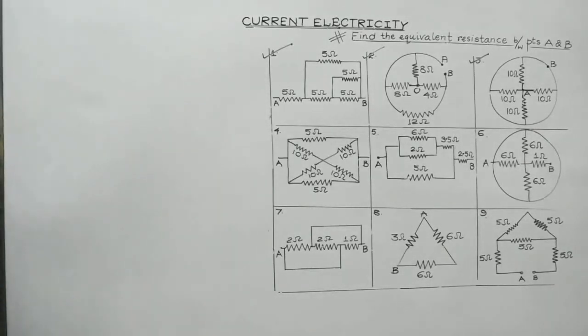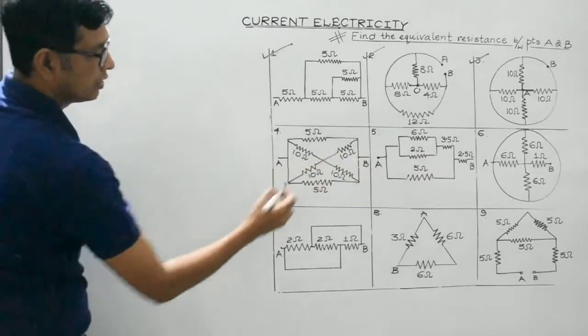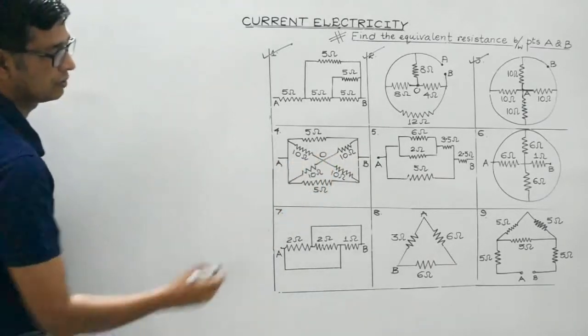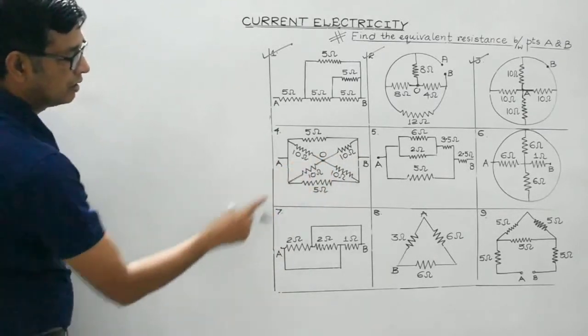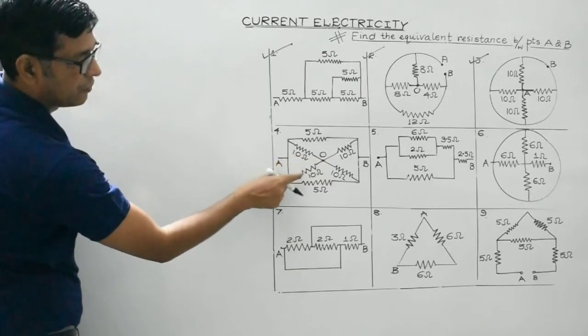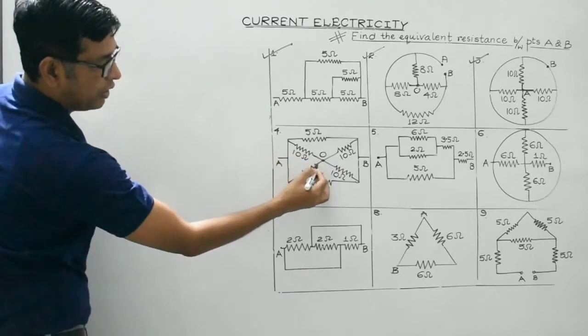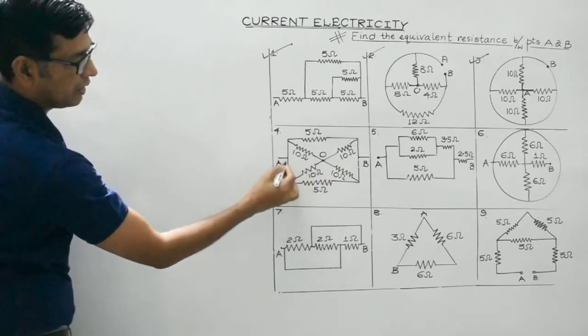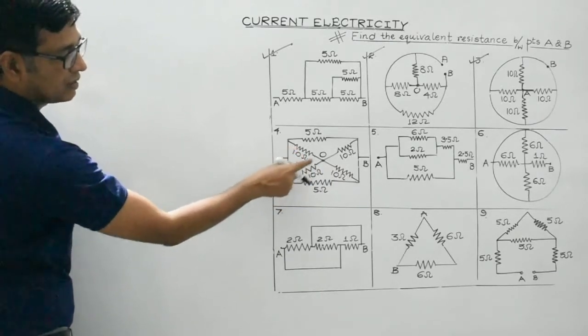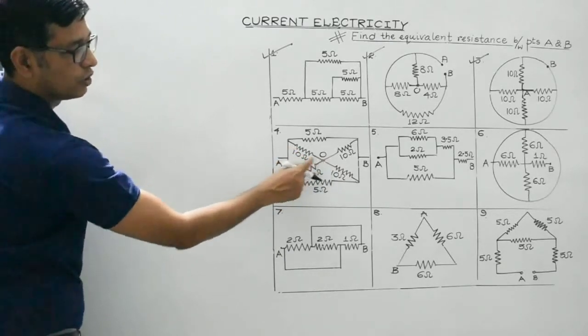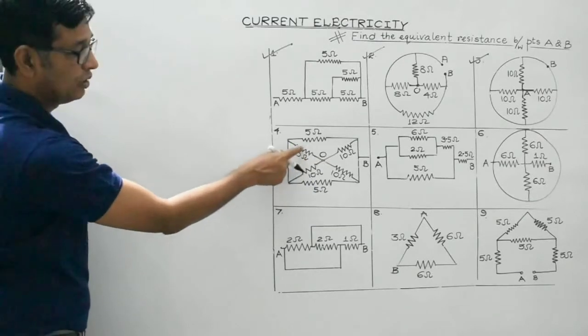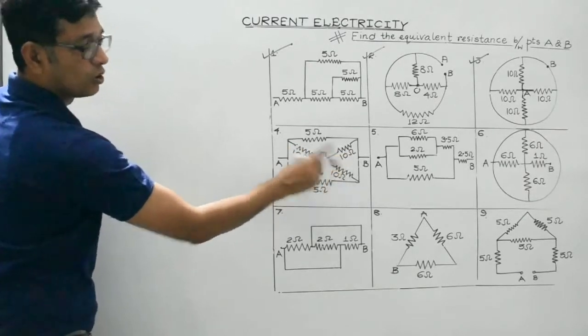Okay. Fourth one is this one. Now look, this is the point O, suppose the intersection of this diagonal. Now consider these two resistors. One end is connected to point O and the other end is connected to point A. So these two resistors have their two ends connected to the same two points A and O. Therefore they must be connected in parallel. So these two are in parallel. Similarly these two are also in parallel.